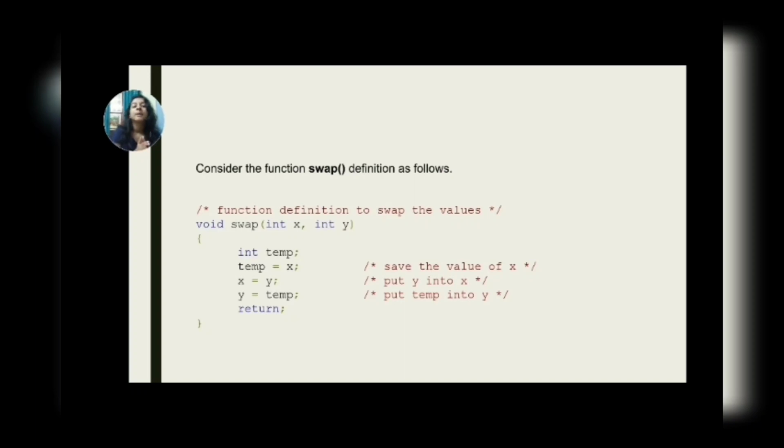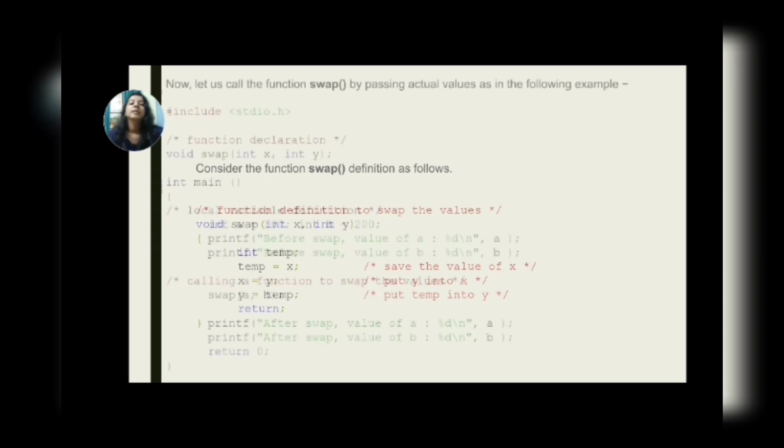In the second step, x is then assigned the value of y. The value of y is put into x. And in the last step, y is then again assigned the value of temp, and the value of temp is put into y. After the explanation of the function, after using actual data, the concept will become quite clear. After the execution of the three statements, the function is again returned.